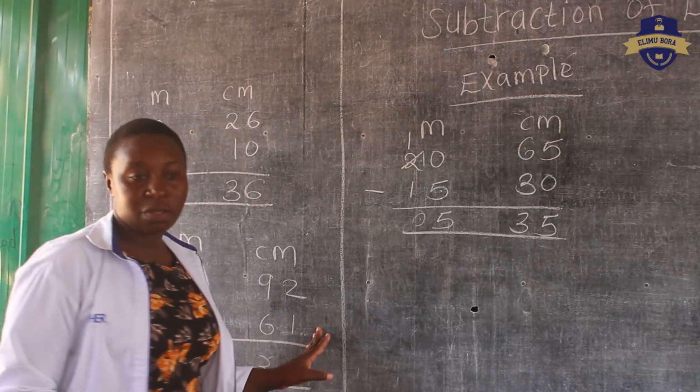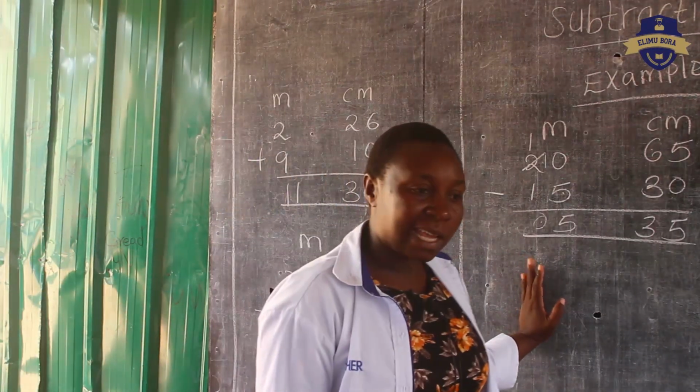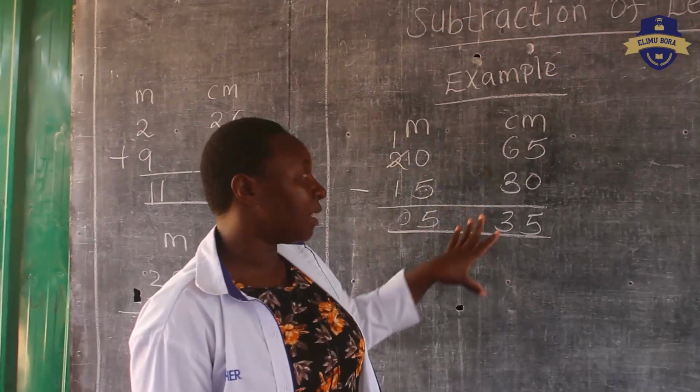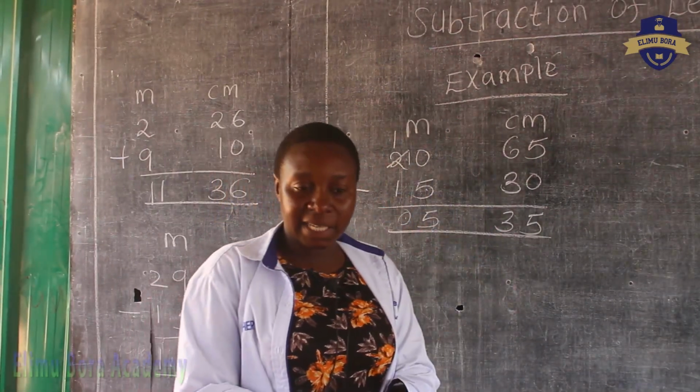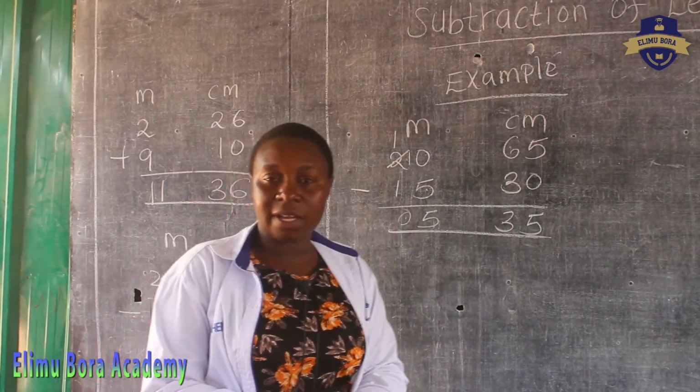So that is how we are going to do. Just know that when you are subtracting length, you start from the centimeters, subtract from the centimeters, then you finish with the meters. Now write this example in your books, then I give you an exercise.